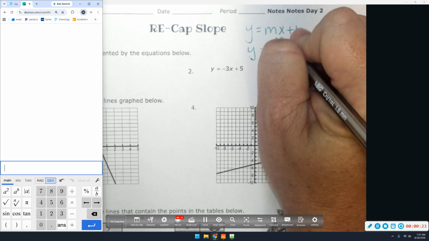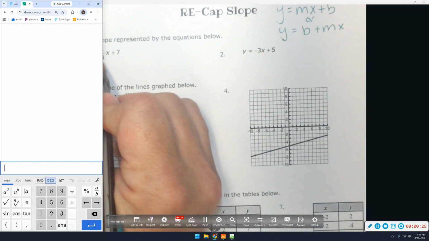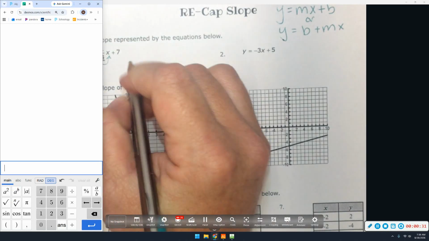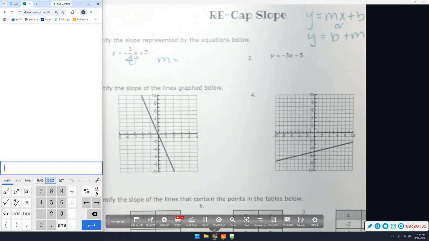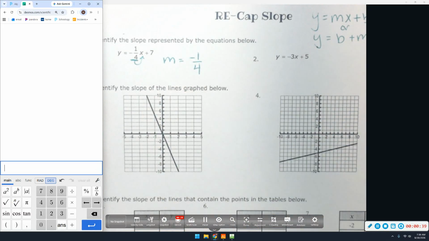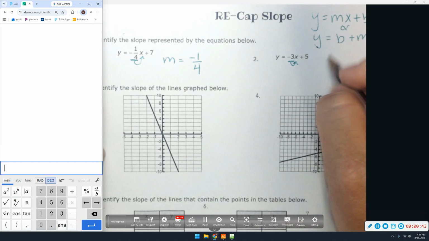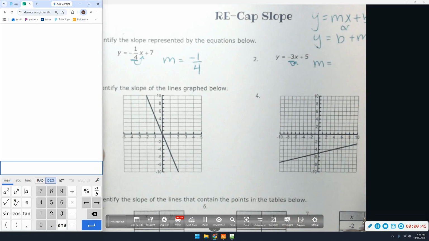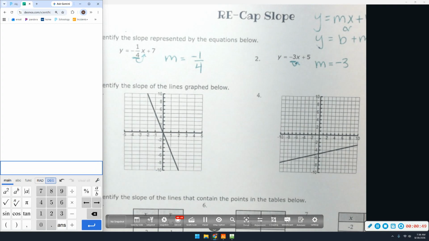Does it matter the order? No. Okay, but slope is always touching our x. So when we look here, what's in front of our x? Negative 1/4. Don't forget the negative. So what's my slope on number 2? Negative 3. Pretty simple. Like those are easy, yes?